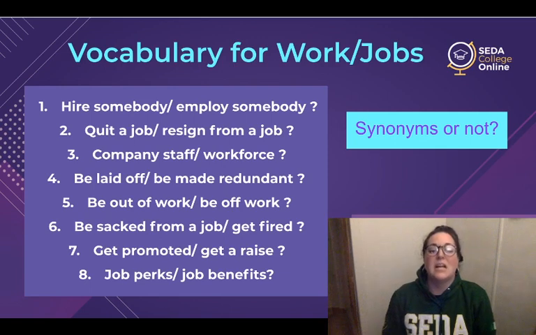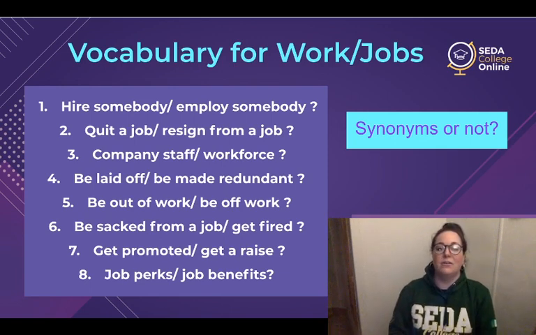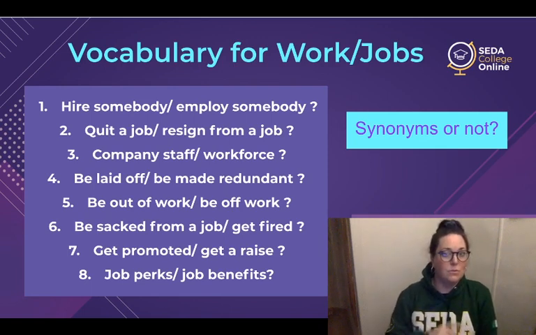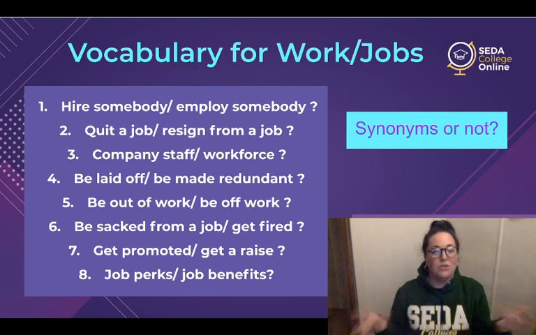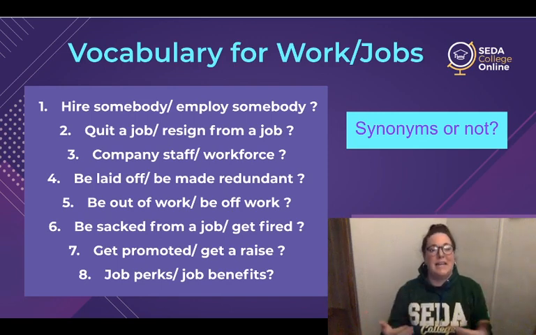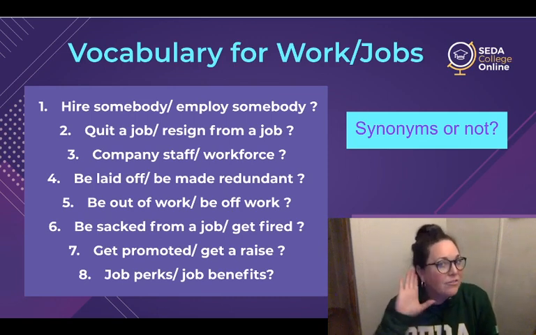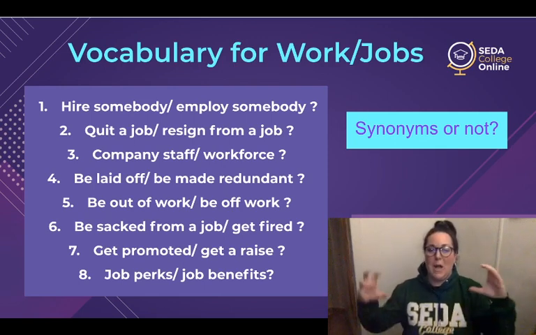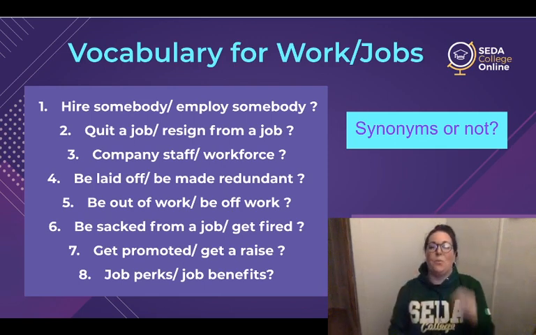Okay. Company staff. Workforce. Are those the same thing? You think about it, but say it after me, okay? Company staff. Yeah. Workforce. This is a compound noun. We put those two together. Workforce.